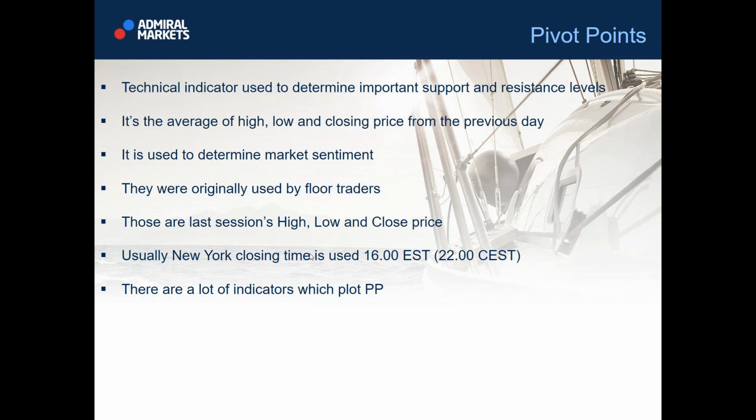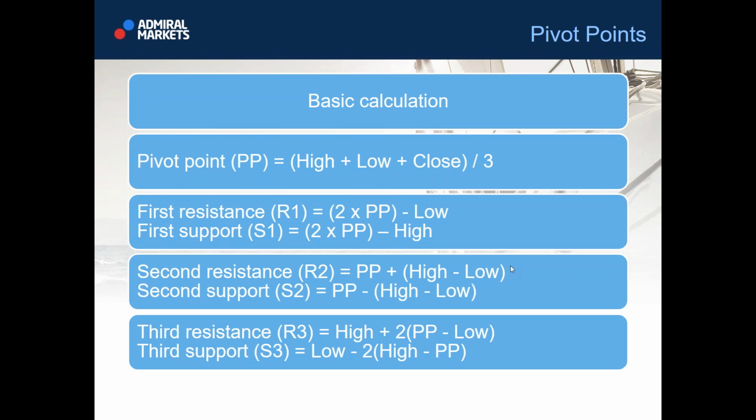We usually take New York close time, that is 14:00 EST or 10:00 CEST. There are a lot of indicators which plot pivot points, and the advantage of the Admiral Markets platform is that it is using the close of New York. That is excellent for calculating the pivot points.